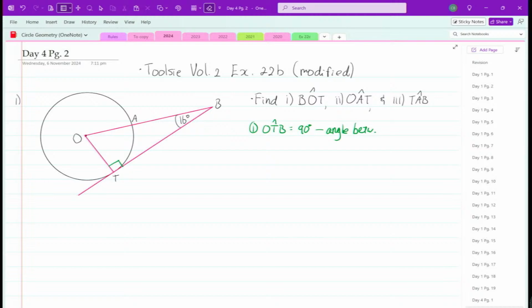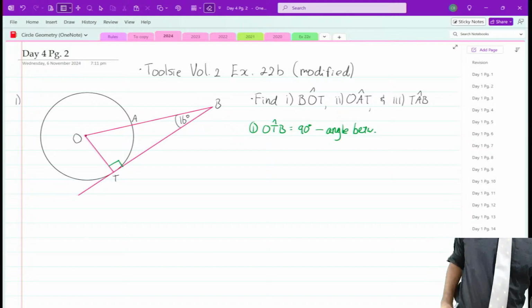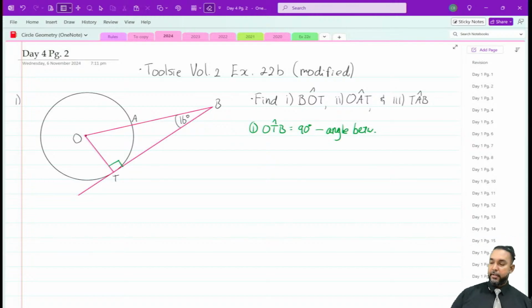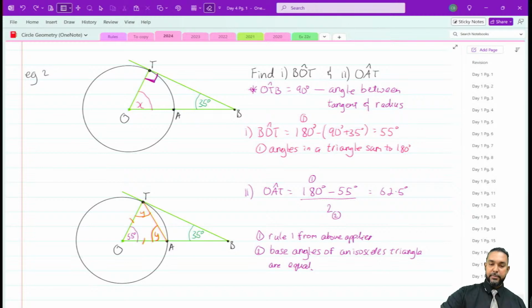We're getting into circle geometry. We're exploring a new rule today, one that we didn't see before, which is that the angle between a tangent and a radius is 90 degrees. So let me print out this page for you.